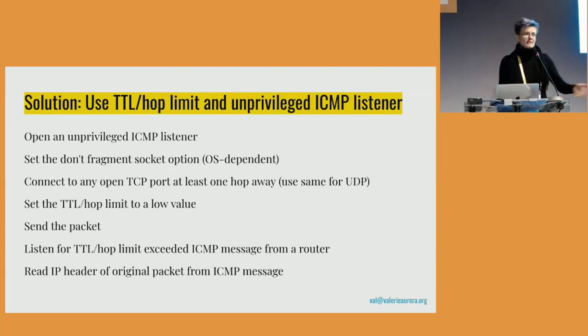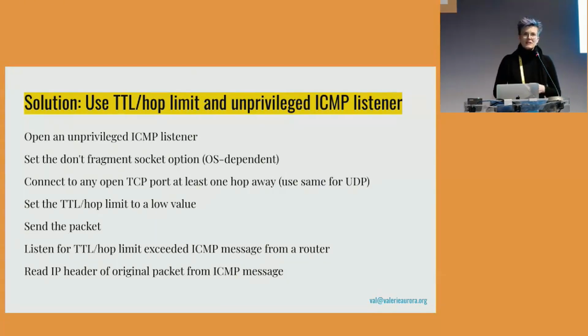So the thing that solved most of these things, which I'm sure half of you thought of just now, is to lower the TTL or the hop limit on the packet and use an unprivileged ICMP listener. A few operating systems allow you to open an ICMP listener for ICMP packets without superuser privileges. Then you can set the don't fragment socket option to what the user requested on the socket that you open. You connect to any open TCP port on any server that's at least one hop away, although it ended up being more than one hop.